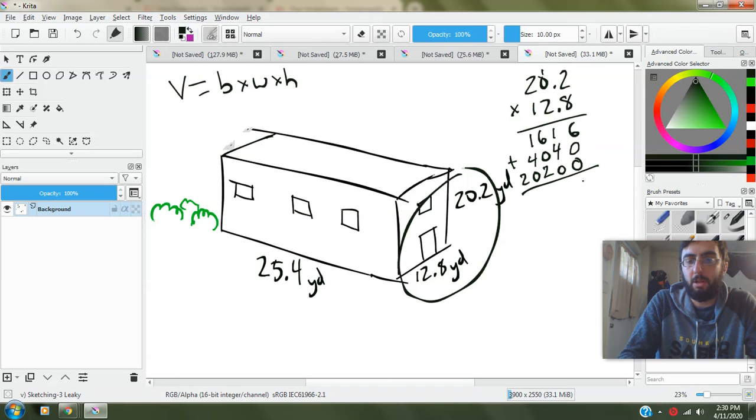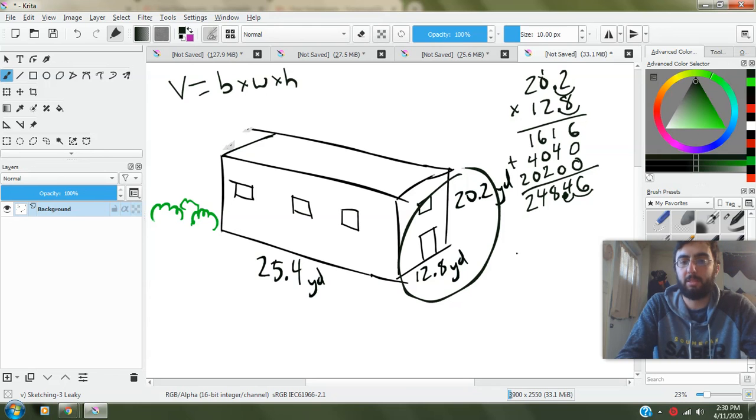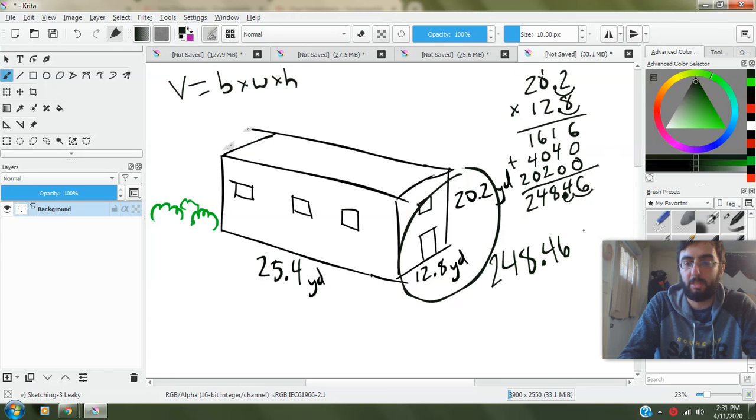Add those all together. Still haven't done anything with the decimal, which is good. 6. 4 plus 1 is 4. 6 plus 2 is 8. 4 plus 1 is 4. And we have 2. Now we can go up to our decimal right up here. Let's count over 1, 2. So now we got to go down here and move over to the left 2 spots. So now we have 200. Oops, that's a 4. 248.46 or 46 hundredths yards cubed.